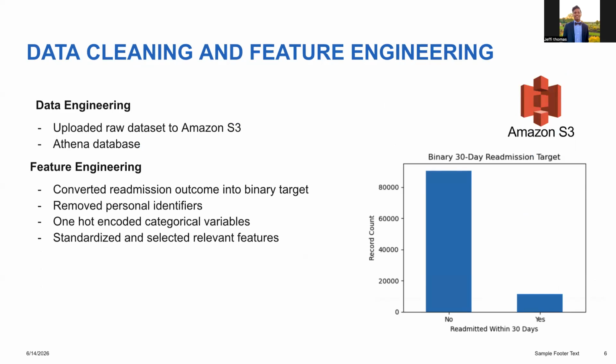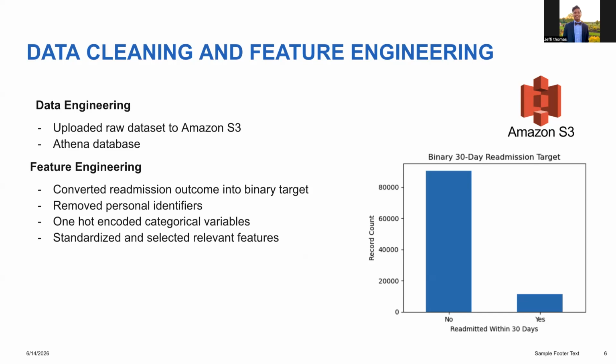After understanding the data, we then focused on data engineering and feature engineering. From a data engineering perspective, the raw data set was uploaded into Amazon S3, which served as our data lake. Then we created an Athena database and an external table. This allowed us to run SQL queries directly against the data stored in S3. This helped us with validation, exploration, and data quality checks.